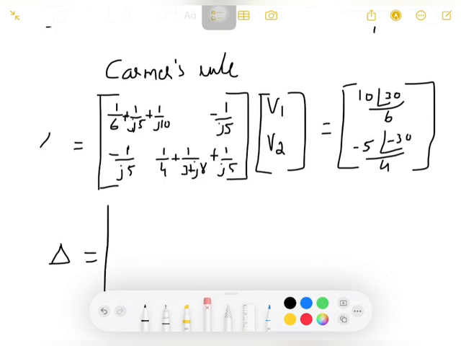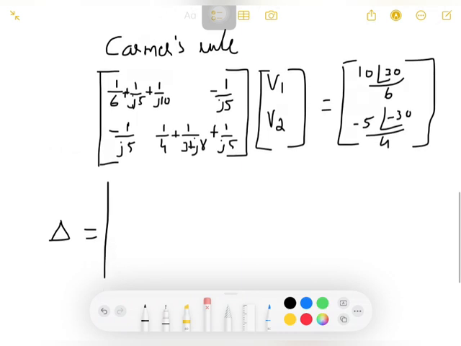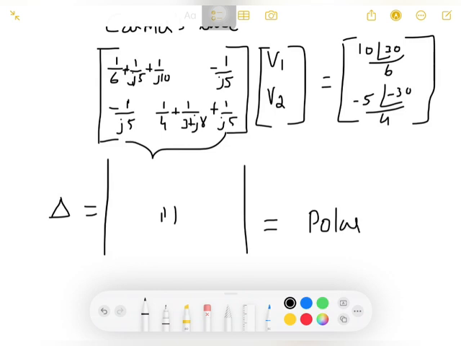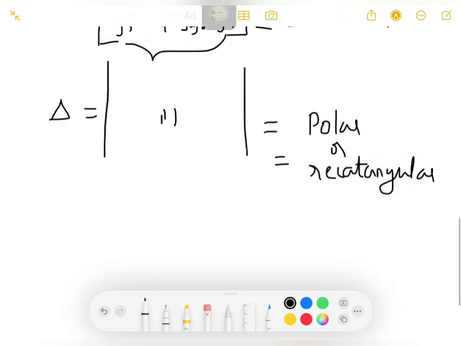So you can erase this here. This is Cramer's rule. This is my delta. I am taking the determinant of that matrix, the same thing which you have. Once you get the determinant value, whether in polar form or rectangular form, you will get delta. Next, I need to find delta 1 to determine V1, and I need to find delta 2.